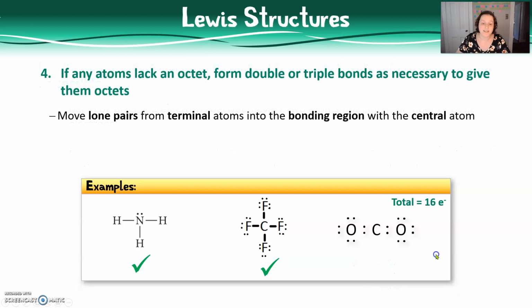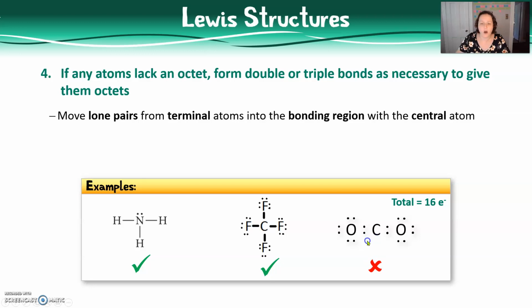But finally, we need to double check the structure. Have we accounted for all 16 valence electrons on CO2? No more, no less? Yes, we have. But does each atom in the structure satisfy the octet rule? No, not in this case. Right now, carbon only has 4 electrons around it, and it actually needs another 4 electrons to satisfy the octet rule. But since we can't add any more electrons to the structure because we've already used up all our valence electrons, then we must reconsider the bonding between the carbon and the oxygens.